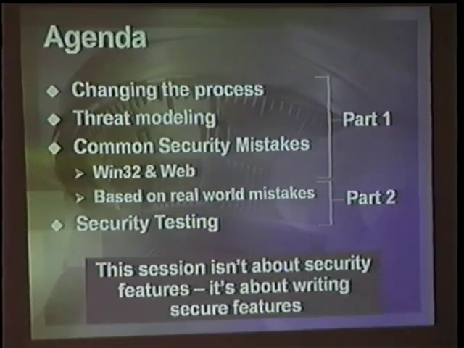I'll then talk about threat modeling, something we're doing as part of the overall changes to the development process. And then we'll move into the area of some of the common mistakes that we've seen and the mitigation techniques. And finally, we'll move into security testing. So the first half mainly covers the process, threat modeling, and some of the common mistakes that we've seen. And the second half, we'll move into some more mistakes that we've seen, and finally, security testing.